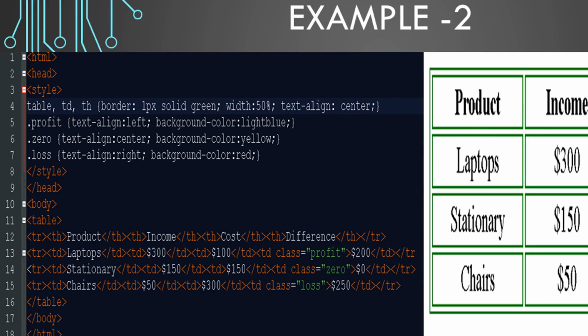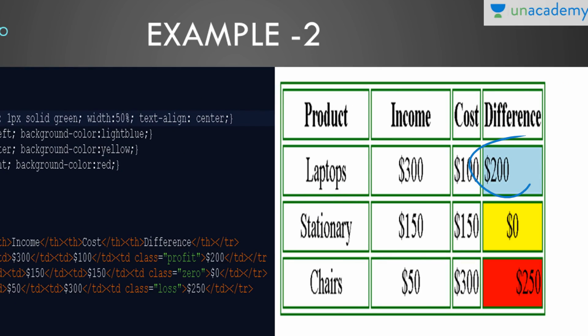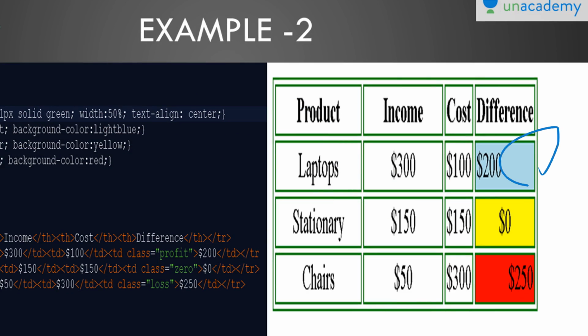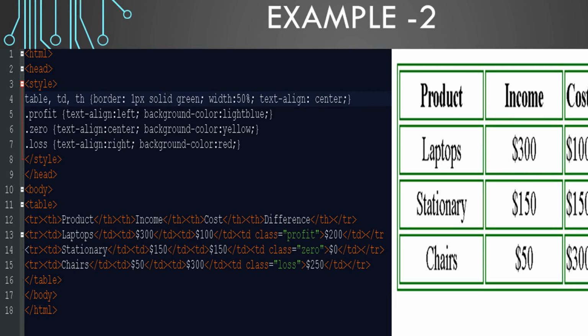So for profit I've aligned it to left so that it will come in left. And after that I just wanted my background color to be light blue. Okay, so after that you can see that the background color is light blue, and as I have given the class, I'll use the dot operator, right? The dot profit. So in this way I can use it. Again you can see for the next that I have a class 0.